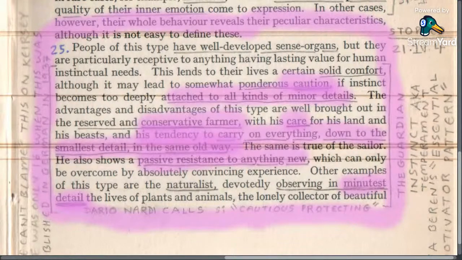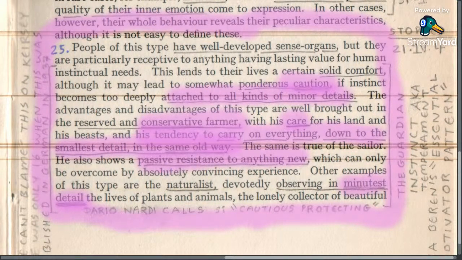What did Dario call that chapter? Cautious protector. If instinct becomes too deeply attached to all kinds of minor details, that is ISTJ to a T, the inspector of details. Advantages and disadvantages of this type are well brought out in the reserved and conservative farmer, with his care, SI, for his land and his beast. Tendency to carry on everything down to the smallest detail in the same old way.